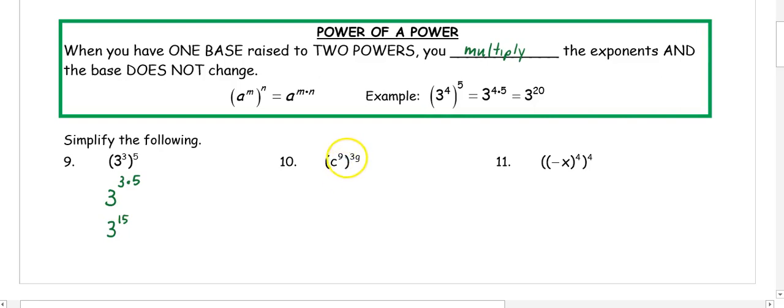Number 10, we have c to the 9th, parentheses 3g. So when I multiply c to the 9 times 3g, 9 times 3g is 27g. So we have c to the 27g. And our last one, we have parentheses negative x to the 4th, parentheses 4. So we're going to have negative x still in parentheses, and we're going to multiply 4 times 4. So we get negative x to the 16th power.